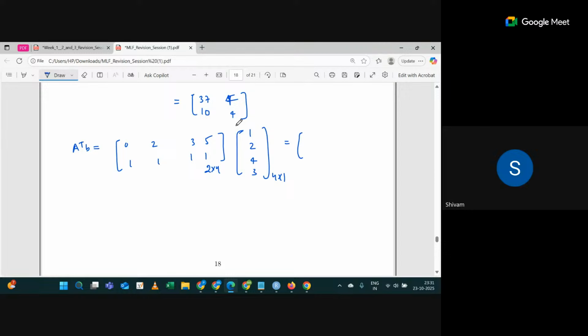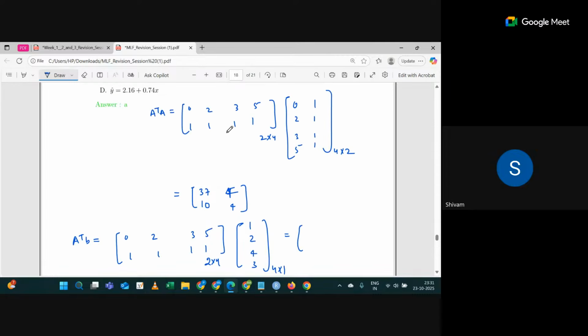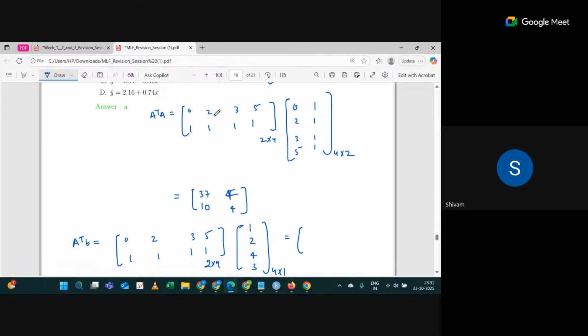Sir, the A transpose A matrix is wrong. The first element should be 38 and the second element should be 10. Oh okay, I didn't calculate; someone was saying, I just simply wrote it. So this is 38, this is 10. Yeah, correct, thanks for this.